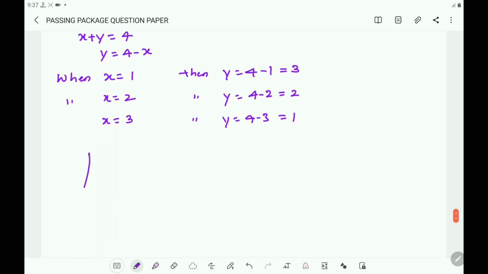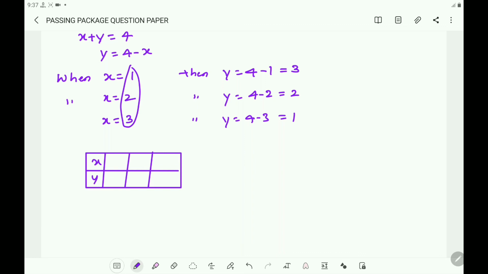Again you have a column. Then you write x, y. So values of x are 1, 2, 3. Corresponding values of y are 3, 2, 1. When x is 1, y is 3. Here you have taken 1, 3. When x is 2, y is 2. Here you have taken 2, 2. And 3, 1 you have taken. So you got the 2 columns here.